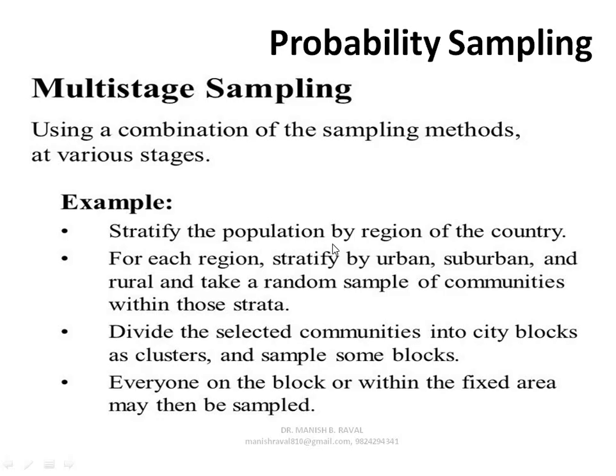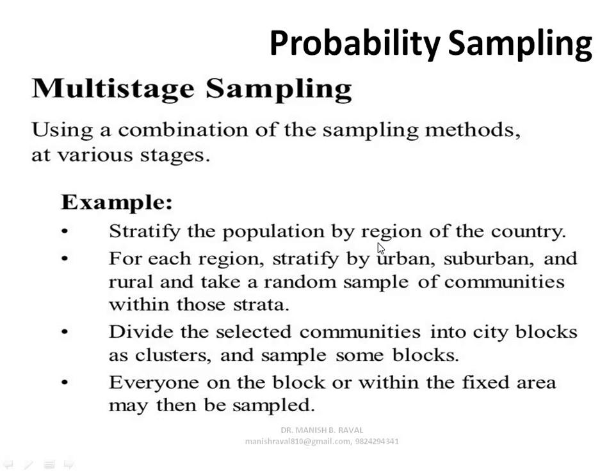First, we stratified the population according to the region. So for example, Gujarat region, and out of this Gujarat region, urban population, suburban population and rural population. So first, the whole country is divided as per the state. That is one stage. From the state, it is divided into 3 again: urban, suburban and rural. Now these are also divided.